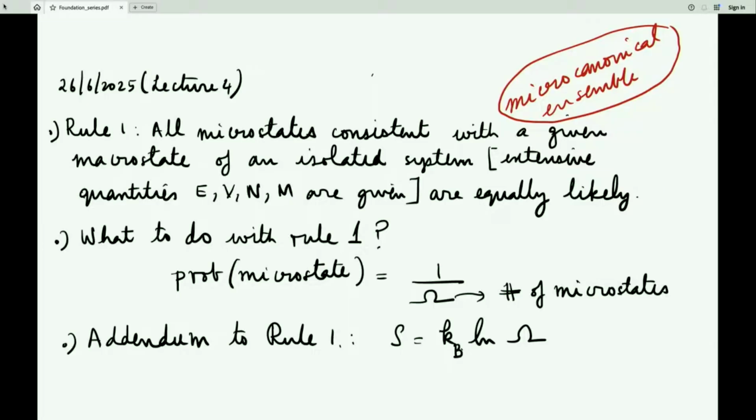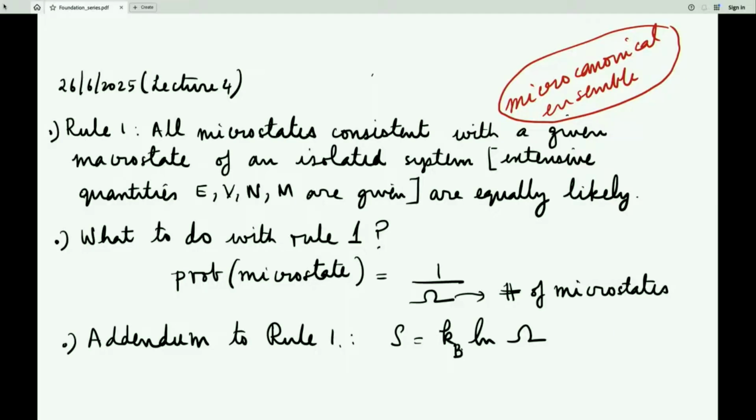In the last lecture, we started with the basic hypothesis or basic rule of StatMech, which says that you take a macro state consistent with a certain energy, volume, N and M. There are many microstates associated with that macro state. And then you say, I give them all equal probability. So that is rule number one. If the number of microstates consistent with a given macrostate is omega, then the probability of a microstate is 1 by omega.